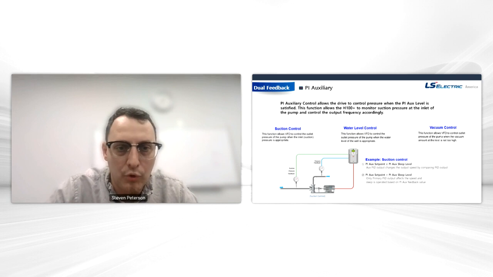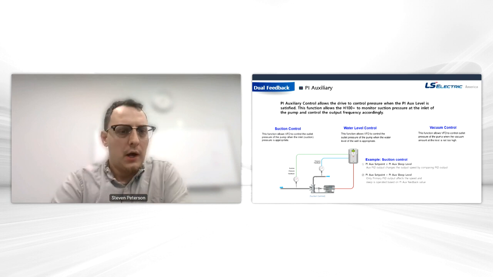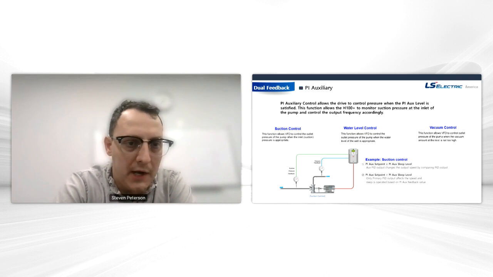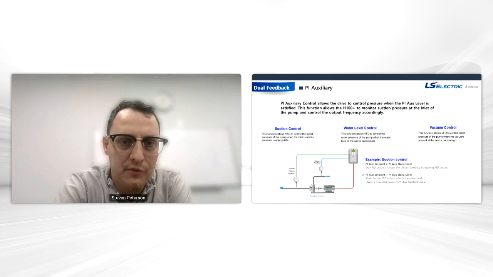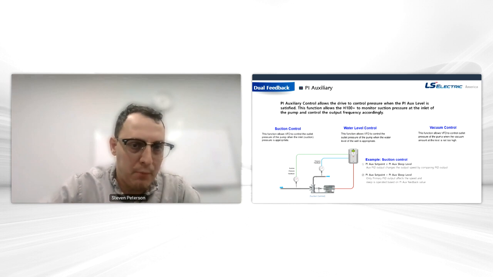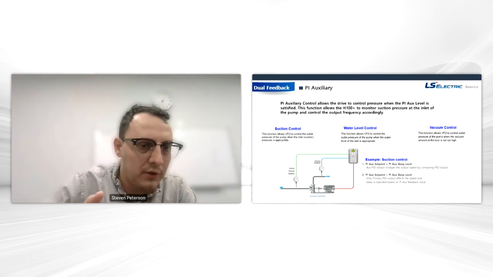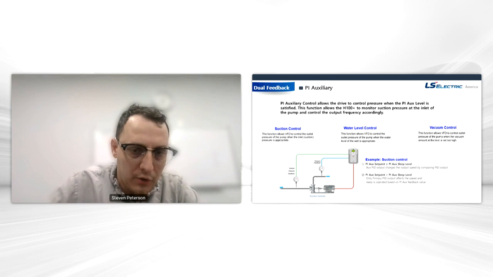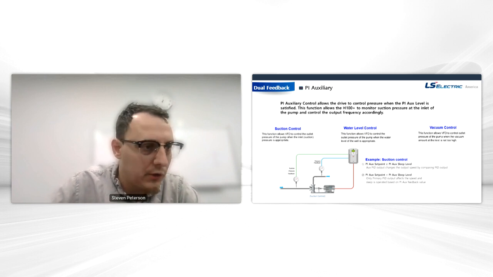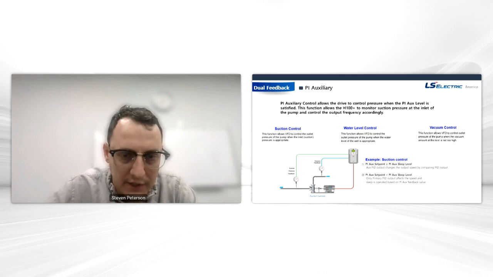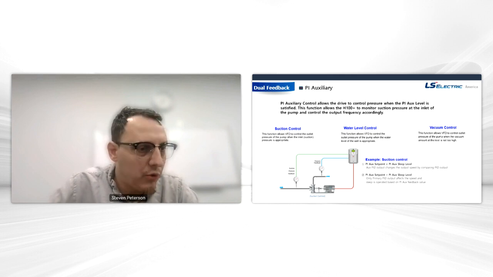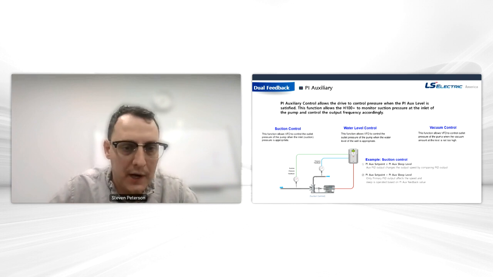or you're running a vacuum control loop. So we could do dual feedback monitoring, and this is built into the H100 Plus, so we can monitor suction pressure, for example, at the inlet, and then control the output frequency based on suction and pressure feedback. We have a picture on the bottom here. If we look at the suction control, you have two transducers, one on the inlet, one on the outlet, and again, we're only controlling one pump, one motor. So how do we control the speed when we're monitoring two different things?